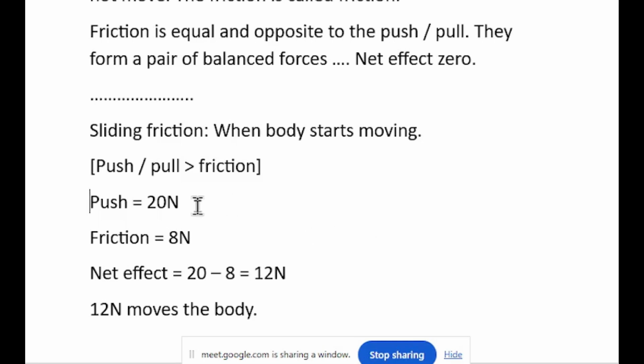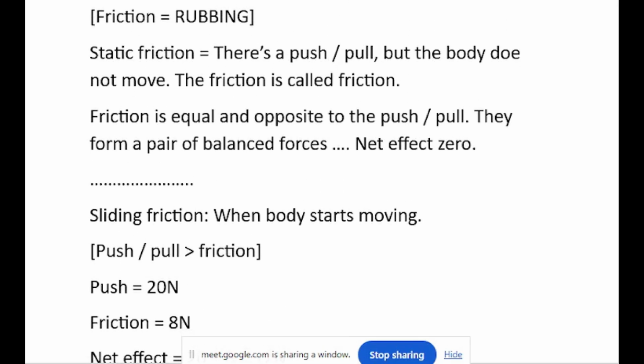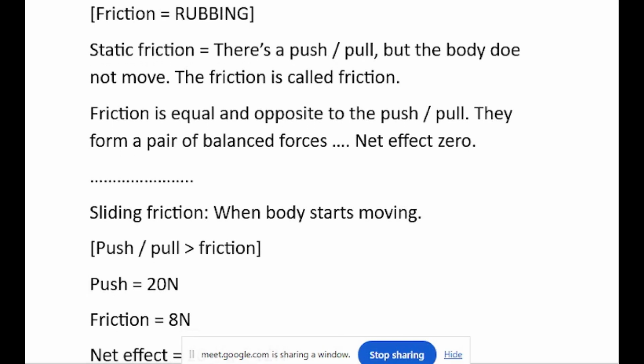12 to 8 newton. Both are 8. Push equal to 8, friction equal to 8. Then what will happen? 0. Then will the body move? Yes or no? The body will not move. Then that will be static friction.